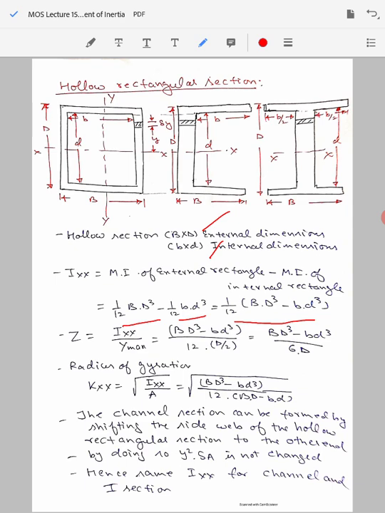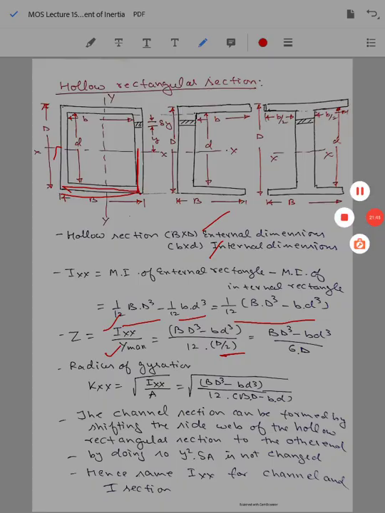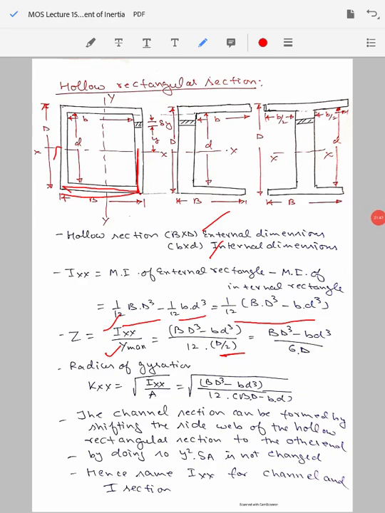You can calculate the section modulus for this figure by dividing this Ixx by the Ymax. So what shall be the value of Ymax in this case? You see here the maximum distance fiber is lying at the bottom of this figure, which will be at a distance of capital D by 2 from the centroidal axis, or the neutral axis I would say. So Ymax will be capital D by 2. If you substitute these values here, you will get the section modulus as (BD cube minus small bd cube) divided by 6 times D.